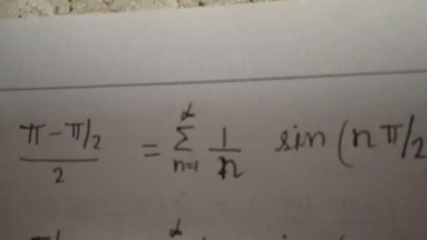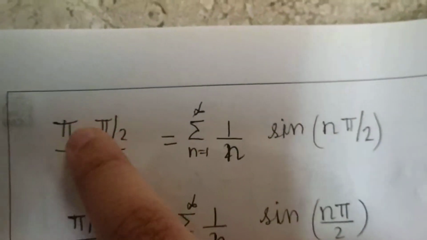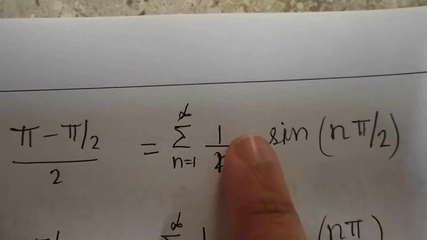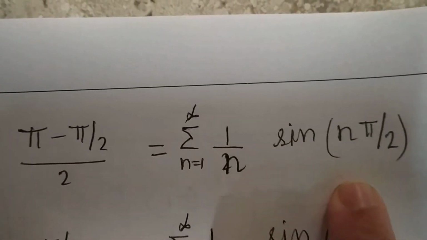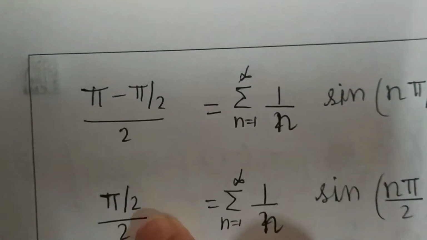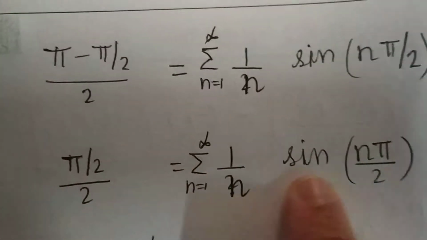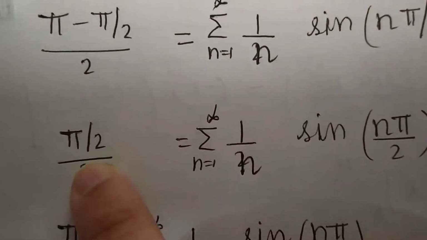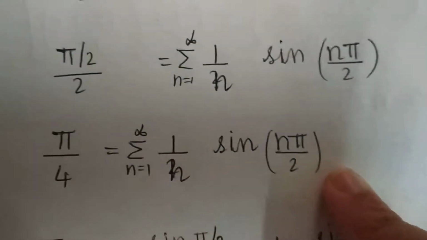Now, when we substitute x equal to pi by 2, that is (pi minus pi by 2) by 2 is equal to sigma n is equal to 1 to infinity 1 by n sine n into x. Here x is pi by 2, sine n into pi by 2. Now pi minus pi by 2, what is it? It is pi by 2 divided by 2 is equal to sigma n is equal to 1 to infinity 1 by n sine of n pi by 2. Now pi by 2 divided by 2 becomes pi by 4. And this we write the same thing down.